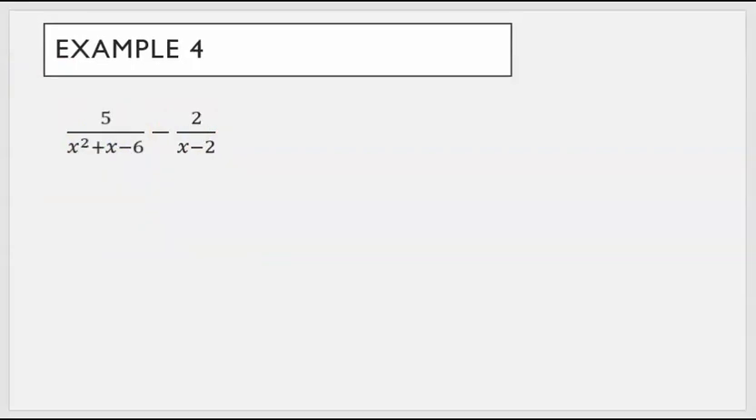And now for our final example, we'll do a subtracting case, which means we will have some additional sign changes to worry about later on. But our first step is the same. We need to do any of the factoring that we can.